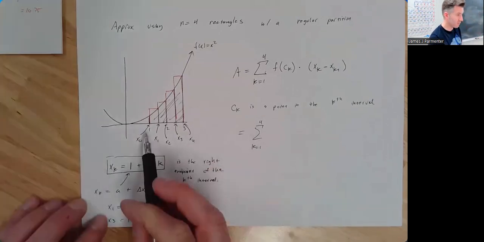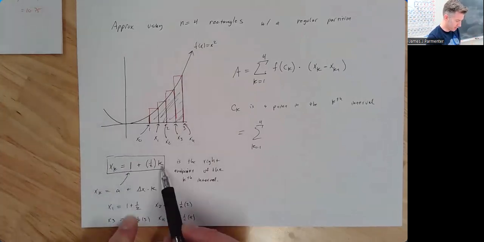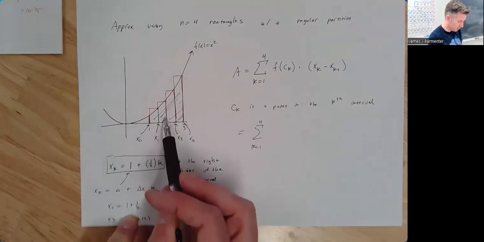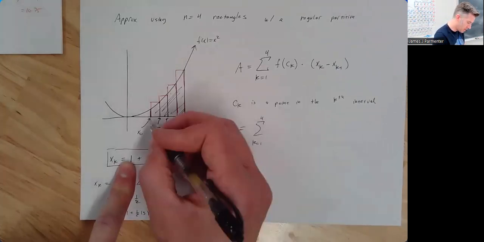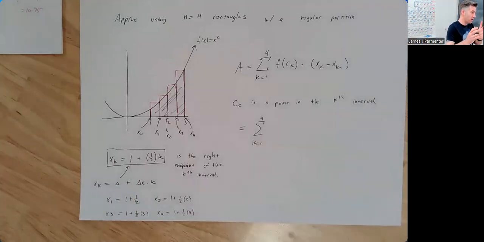So for the first interval, the right endpoint is 1 plus 1/2. So we're getting 1 plus 1/2 times 1. For k equals 2, for the second interval, the right endpoint is 1 plus 1/2 plus 1/2. So you're starting at whatever your leftmost endpoint is, and then to find the right endpoint, you're just adding on however many subintervals you're going over. So if you're going over 3 subintervals, you're going to add the width of each subinterval 3 times.